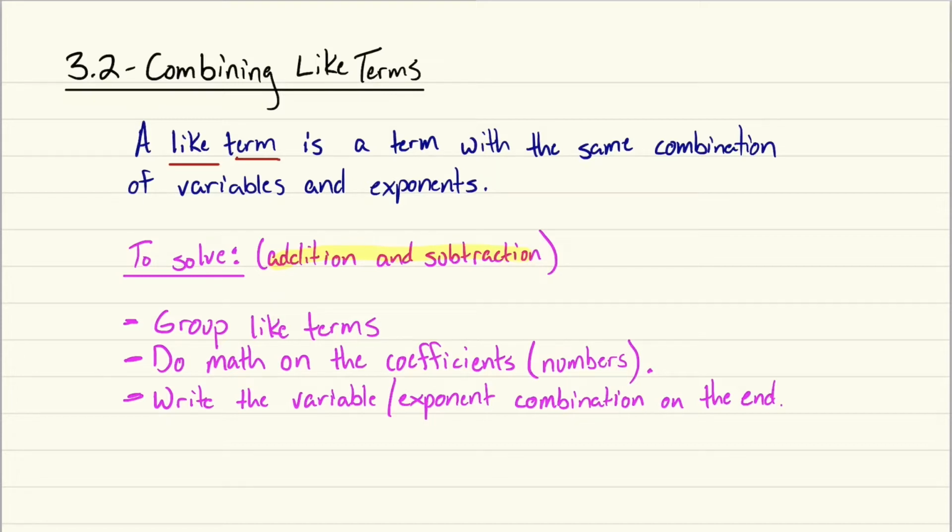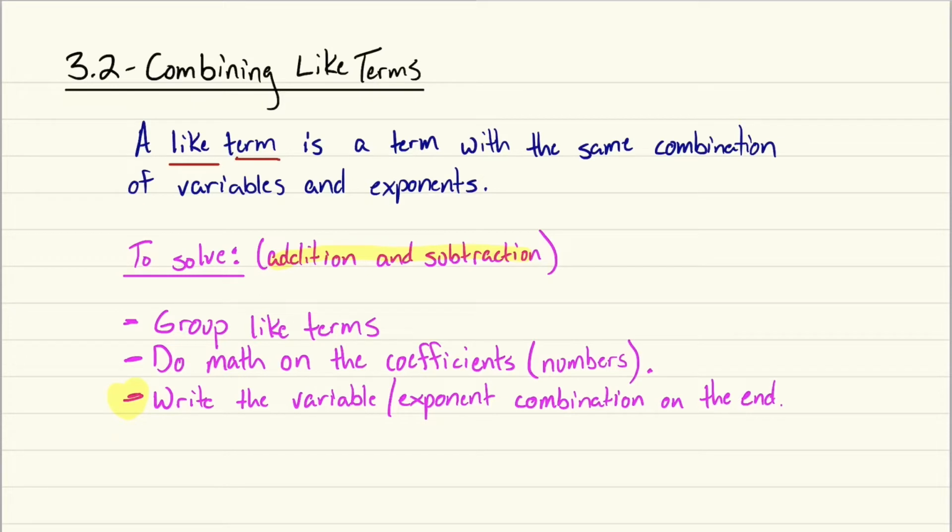So, to solve, the best thing to do is group your like terms, then do your normal math on the coefficients. That means normal addition and subtraction on the coefficients, and then we rewrite the variable and exponent combination at the end. So that's a big thing. I'm highlighting the third step too.